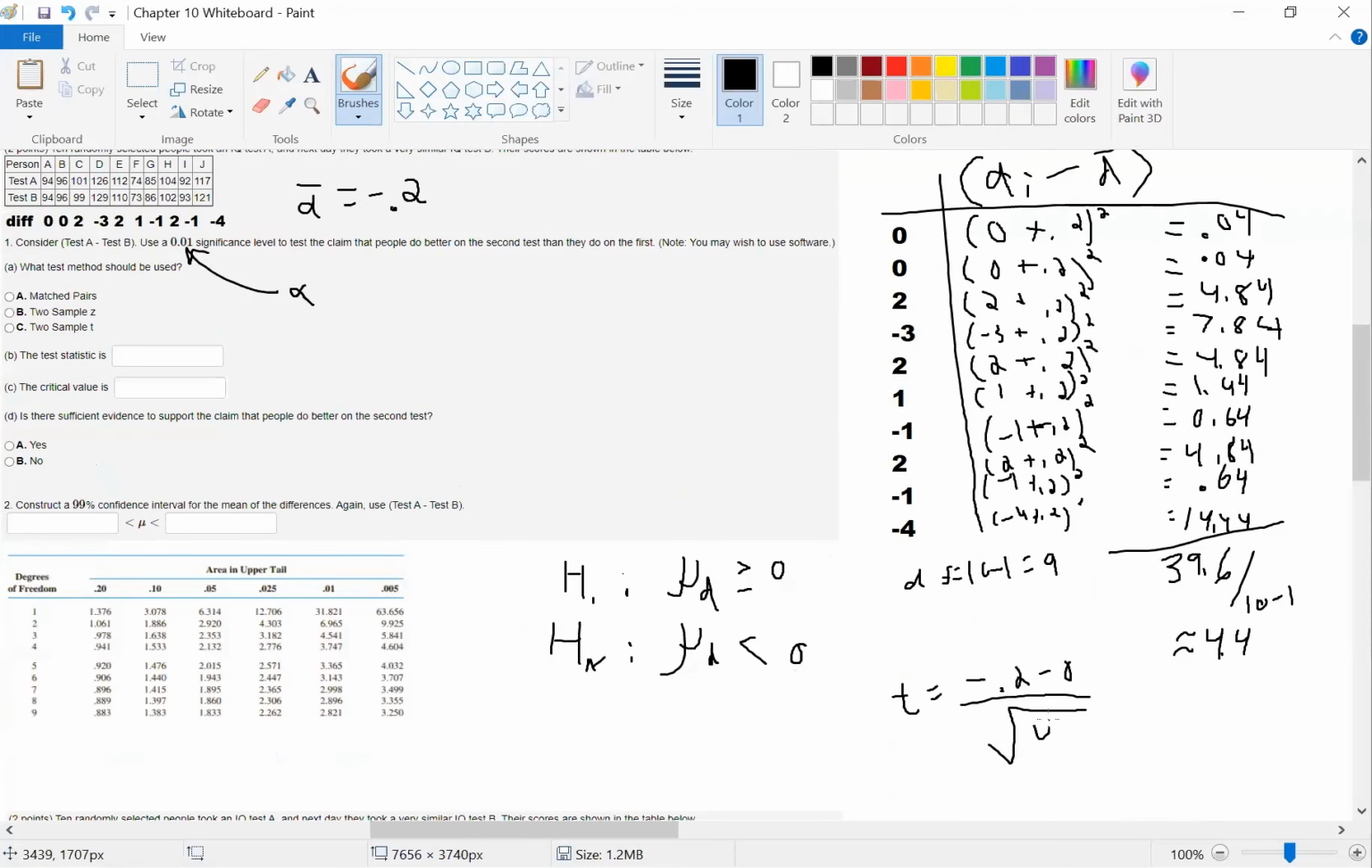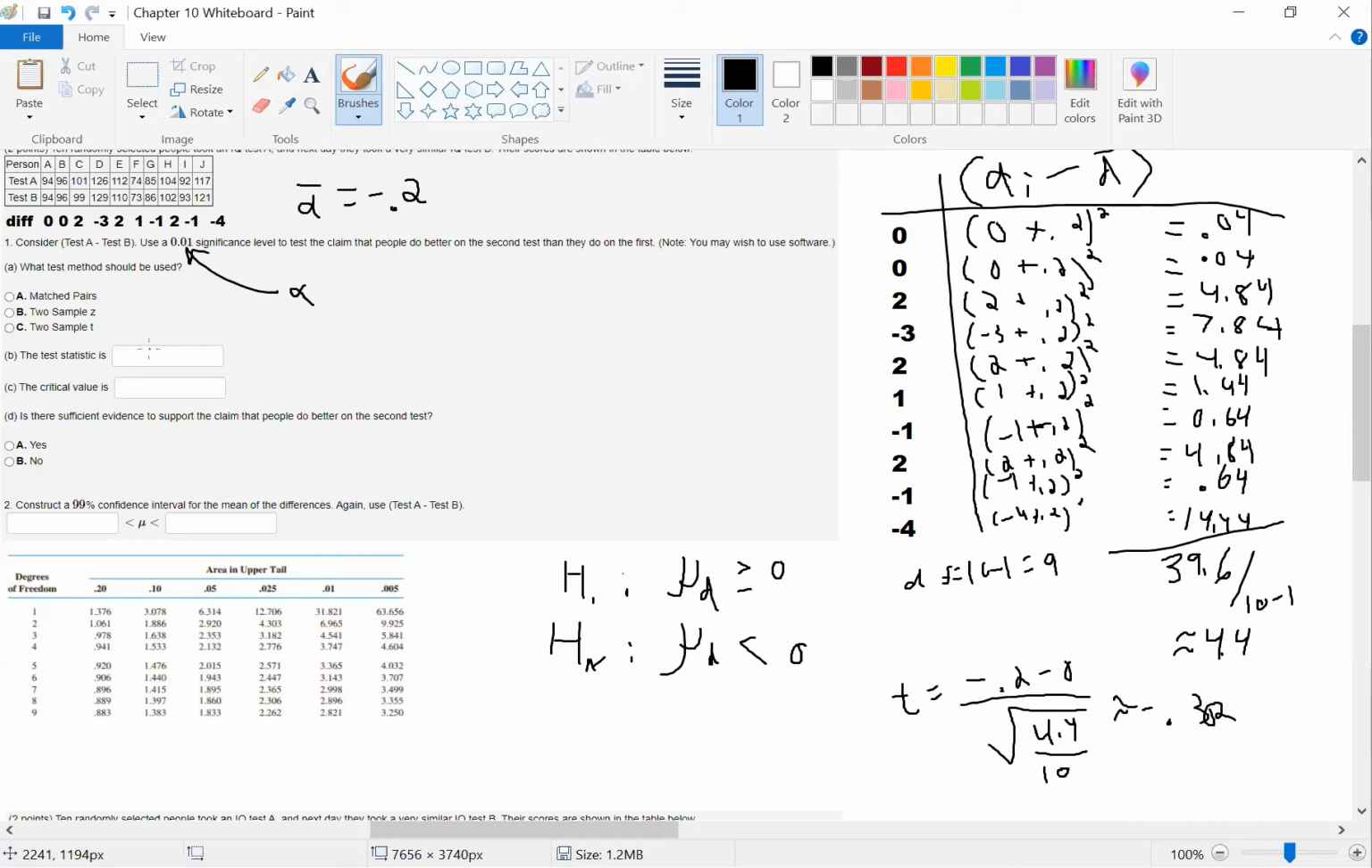So the square root of 4.4. Don't square that 4.4, because then you have s to the power of 4. Over 10. I will just put this into Desmos. Negative 0.2 over the square root of 4.4 over 10. That is a test statistic of negative 0.302. So if you put that into here, that'll work.